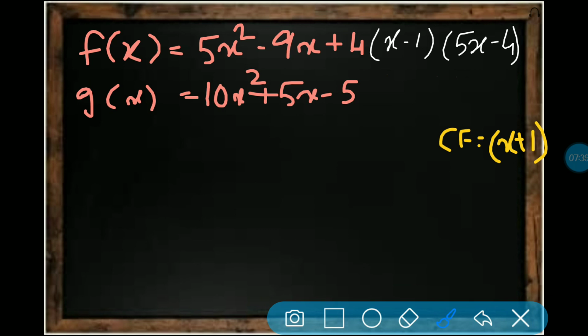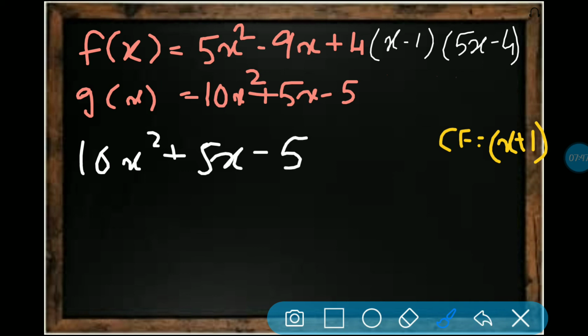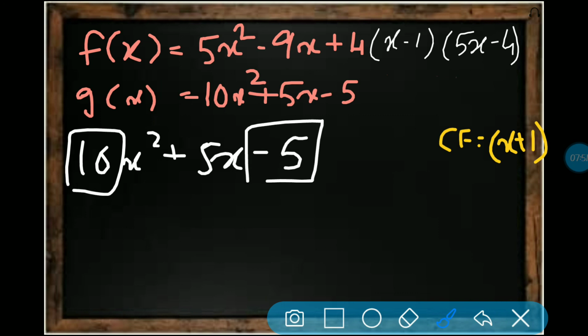Now we will see for g of x: 10x square plus 5x minus 5. Now you should multiply this minus 5 into 10, so it is minus 50. You should get minus 50 when you multiply, and when you add up it should be plus 5.